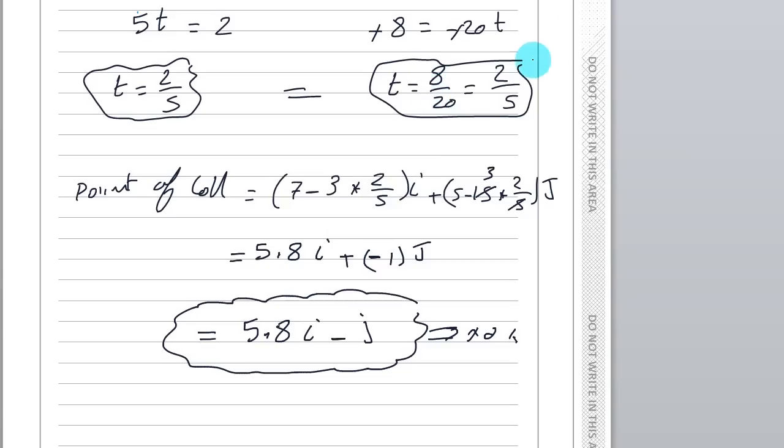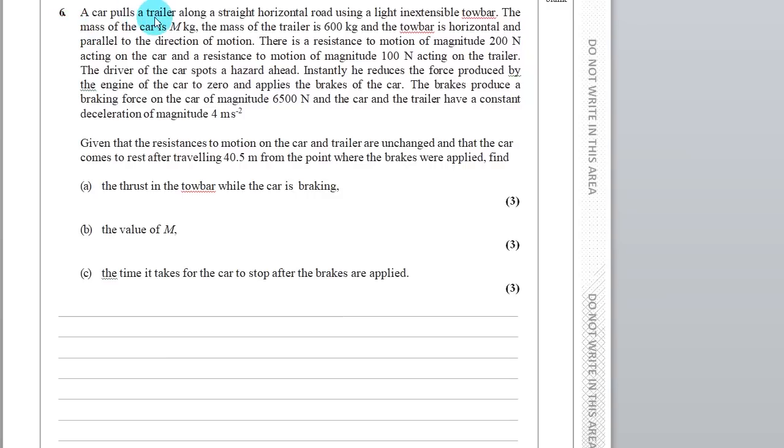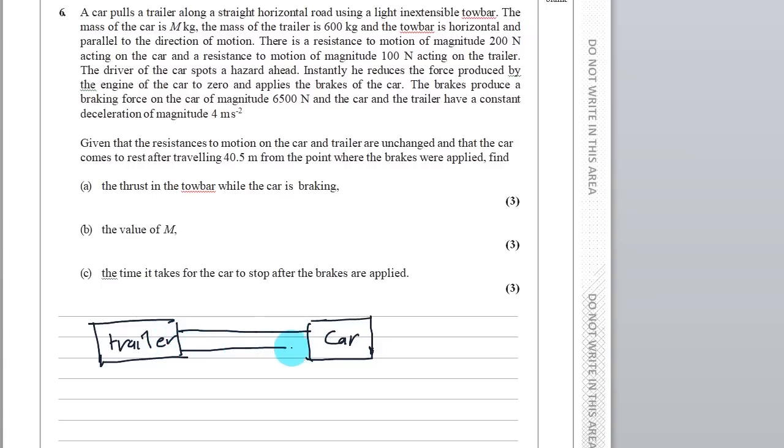Let us start the second question. A car pulls a trailer along a straight horizontal road using a light and inextensible two bars. So I have a car here, and I have here a trailer, and they are connected together by 2 horizontal rods.